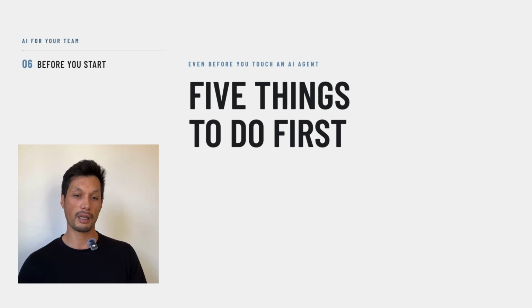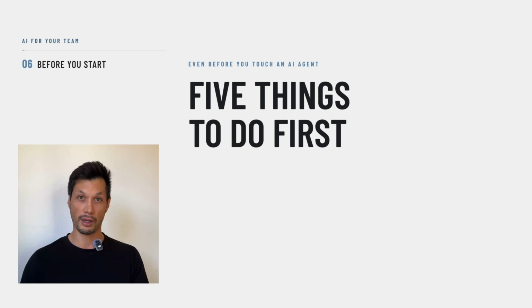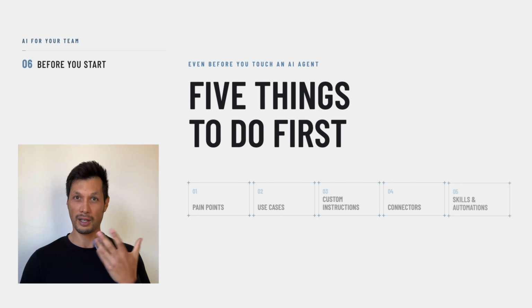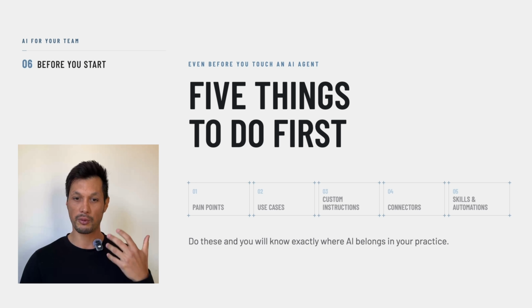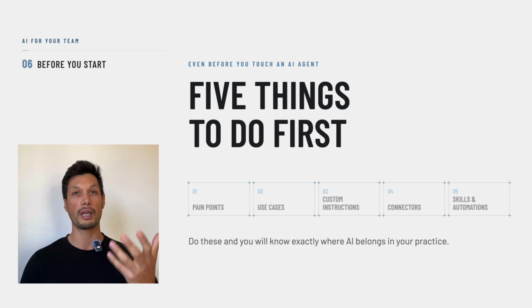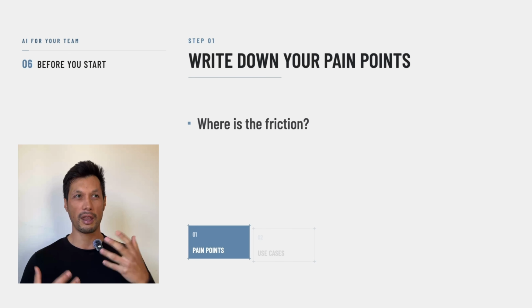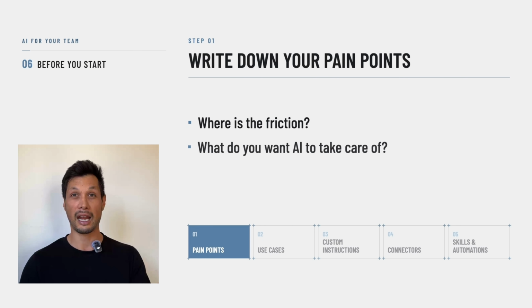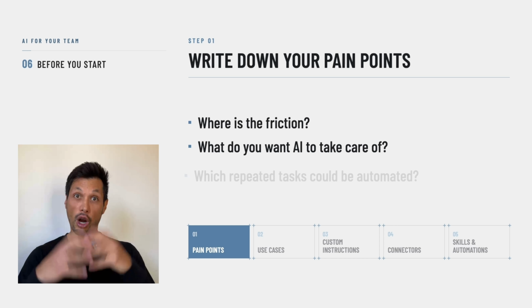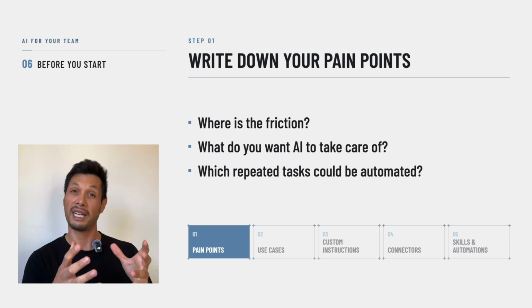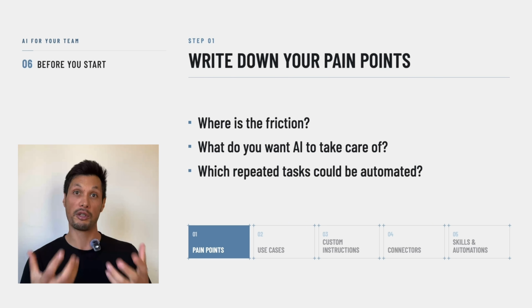These are the things that you want to do even before you start working with AI or using an AI agent. First, you want to write down your pain points. You want to understand where is the friction, what are the things that you want AI to take care of, where do you think in your operations that are repetitive tasks that could be automated.